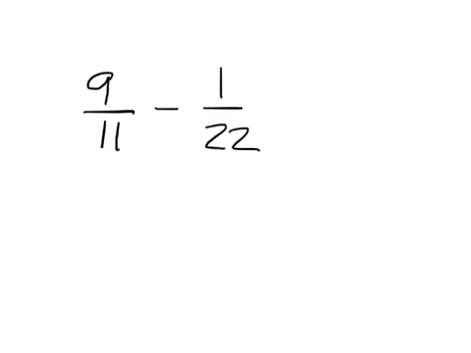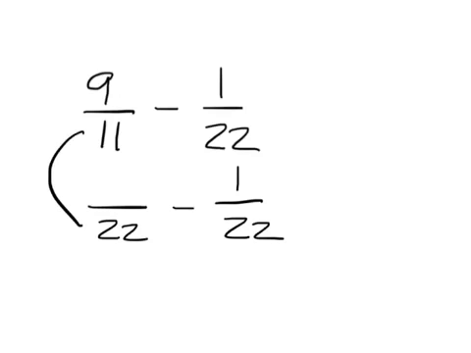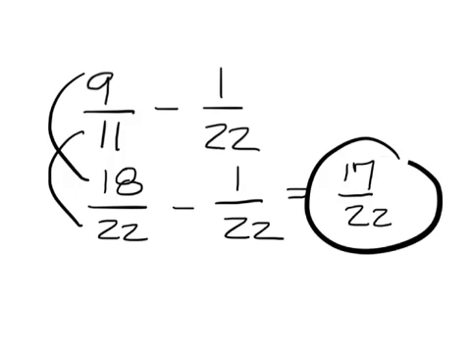Another bonus problem. 9 over 11 minus 1 over 22. Solution to the bonus should be a common denominator of 22 to start with. That means the right fraction doesn't change. You're multiplying by 2 on the left. So that's where we get 18. 18 minus 1 is 17 over 22.